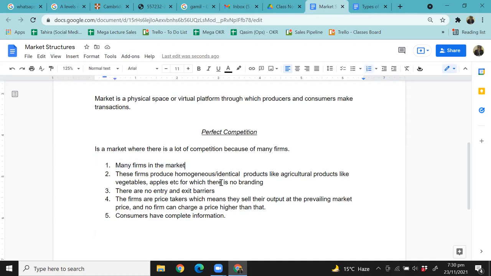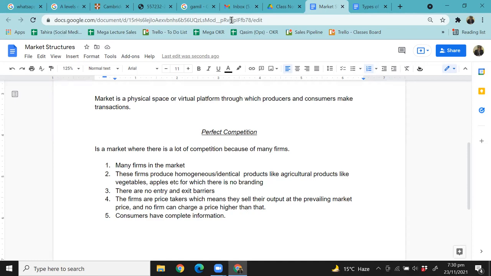These firms produce identical products, and what type of products are we talking about? Vegetables, agricultural products like fruits and so on. And there's no element of branding. There are no entry and exit barriers. Anyone can easily enter the market. Anyone can easily leave the market. And the firms are price takers, which means that whatever price is prevailing in the market, you have to sell at that price, nothing more, nothing less. And then consumers have complete information, which means that there's nothing hidden from them.